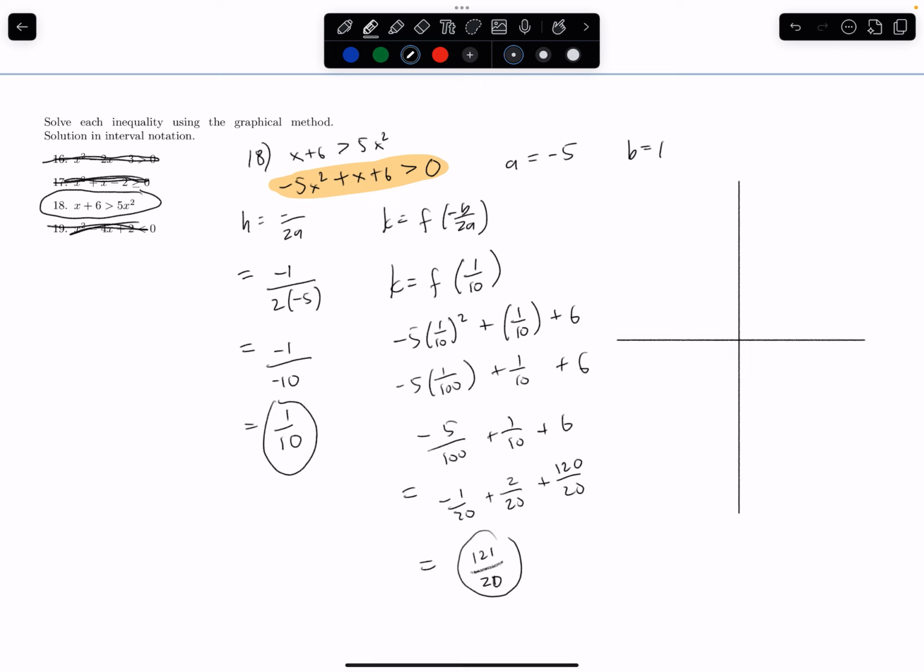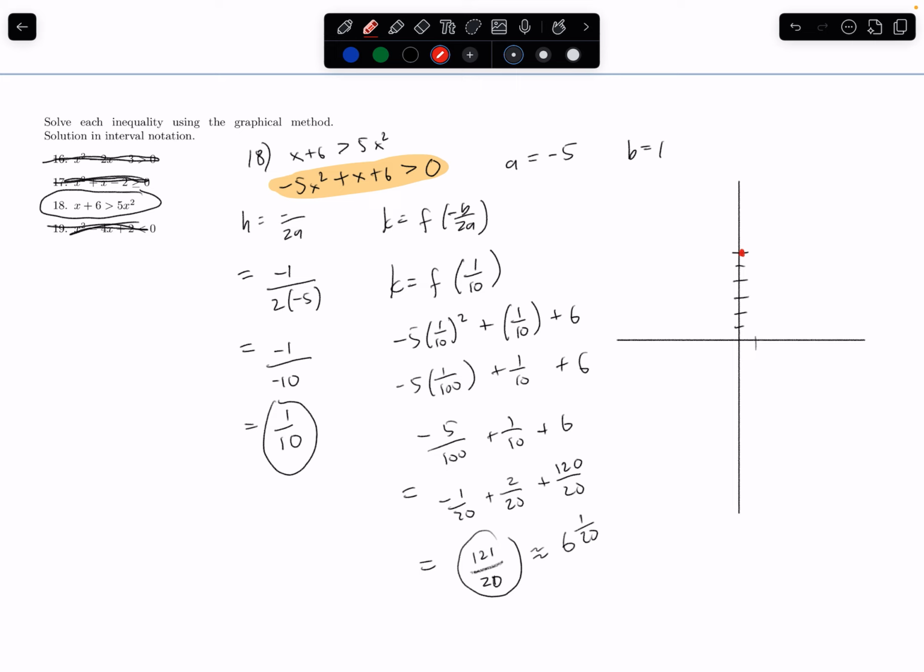We have the vertex (1/10, 121/20). 1/10 would be over here somewhere. Let's change 121/20 to a form where we can see more easily what it is. 20 goes into 121 six times, and you're left with 1/20th. So it's 6 and 1/20th. So 1, 2, 3, 4, 5, 6, and you're 1/10 over, somewhere over here, right next to the line.